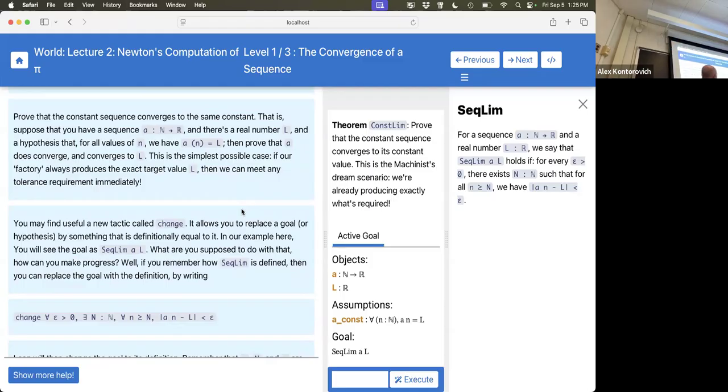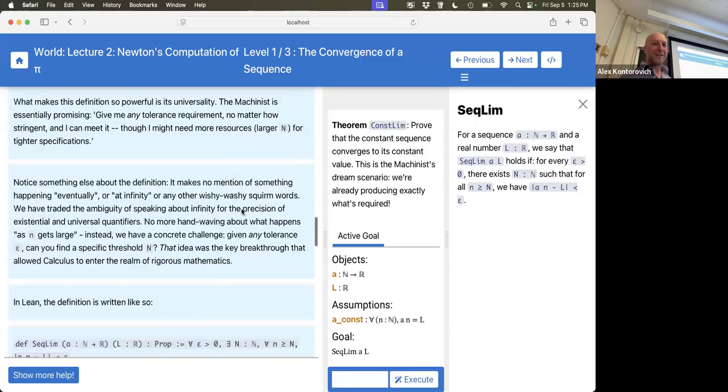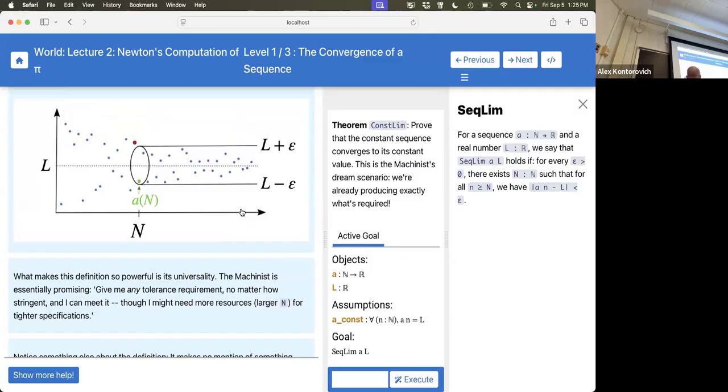If you have a sequence, you have a function A from the naturals to the reals. You have a real number L. And the assumption is for every value of n, A of n is already equal to L. At least for the constant function, can we prove that the constant function converges to L? That the function that always takes the value L for every n, can we prove at least for that? The picture we should be thinking about is, here's our window, except it's always L. The dots are all on L. So can we prove that whatever the tolerance is, we'll stay within that tolerance?